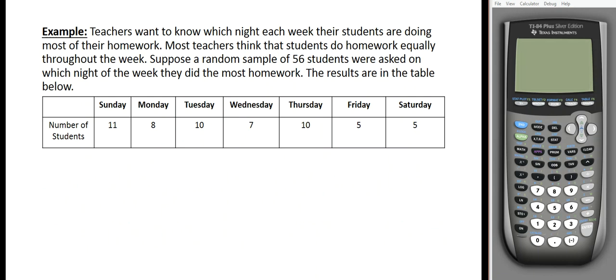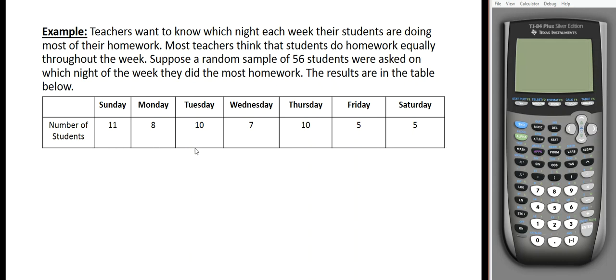Okay, so let's look at an example. Teachers want to know which night each week their students are doing most of their homework. Most teachers think that the students do homework equally throughout the week. Suppose a random sample of 56 students were asked on which night of the week they did the most homework. The results are in the table below. So we can see the number of students, and on Sunday, 11 students did most of their homework. On Monday, we had 8 students, and so on.